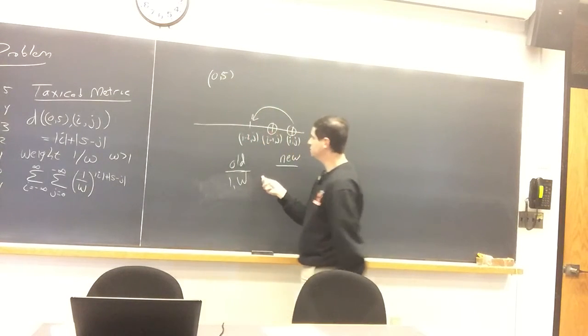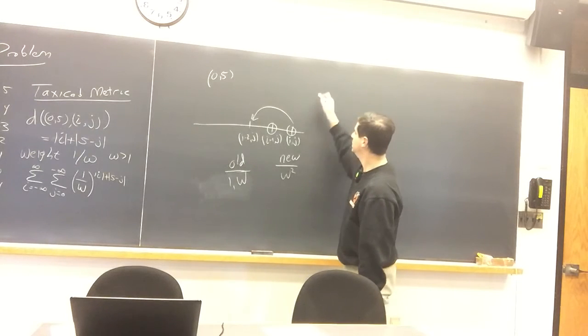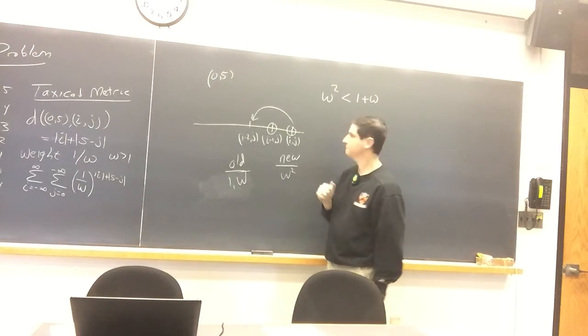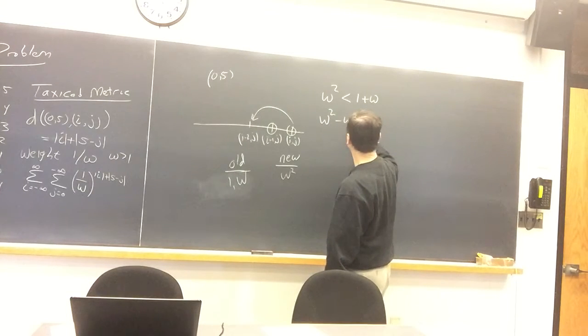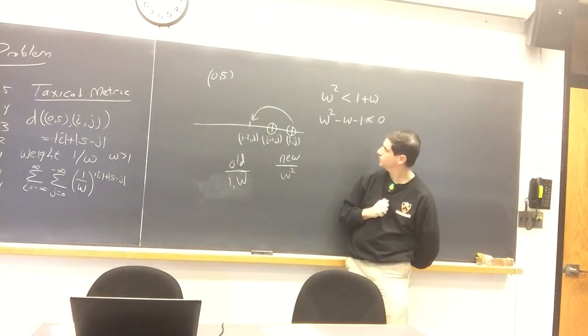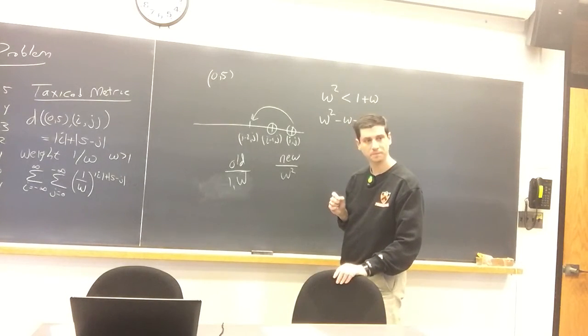And now in the new, we've lost both of those, and we have this piece, which would be w squared. So we want w squared to be less than 1 plus w. So w squared minus w minus 1. I'm hoping I'm doing this right. We want that to be less than 0. OK. So what does this look like? Looks like the golden ratio, right? This is just the Fibonacci relation. So it looks like you have to get w is greater than the golden ratio.